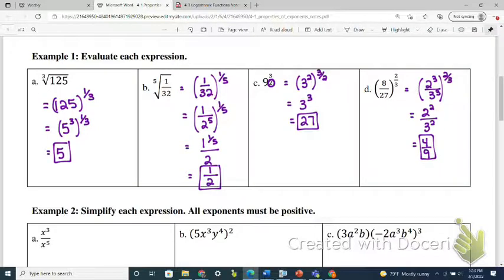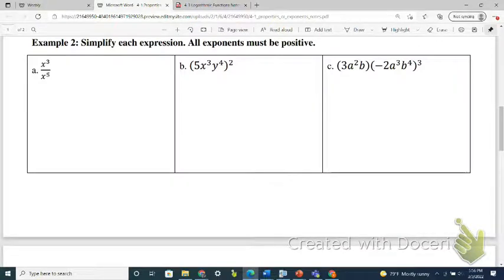So now we are going to take these rules and we're going to go a little more into the variables and the abstract. So when I look at this first one, I see x cubed over x to the 5th. I know that division really means subtraction. So first thing I'm going to look at is where do I have more? I have more on the bottom because that's a 5th power. So I'm going to leave my answer on the bottom. So they're all going to go away from the top. 3 minus 5 leaves me with just 2 left on the bottom.